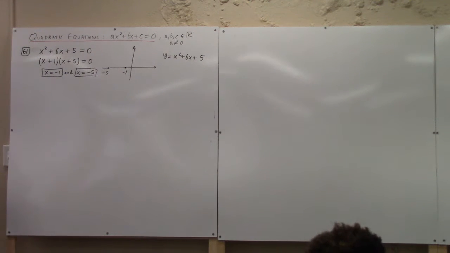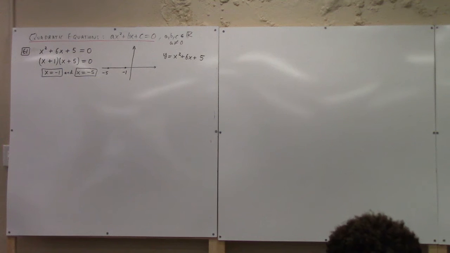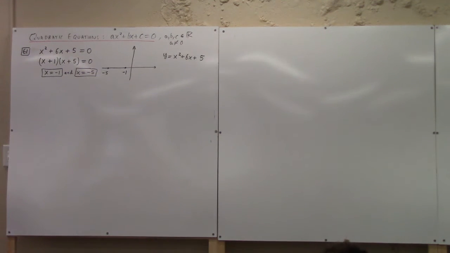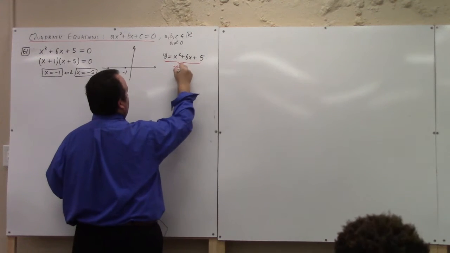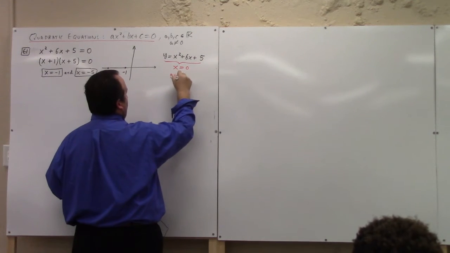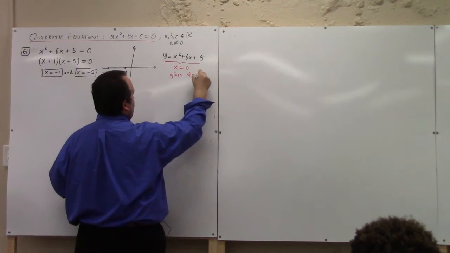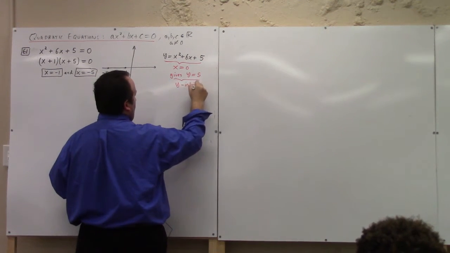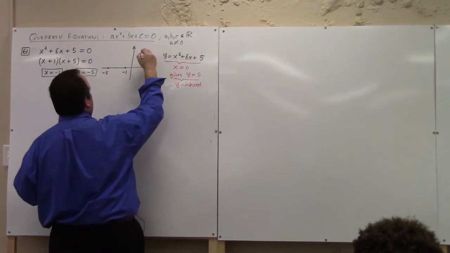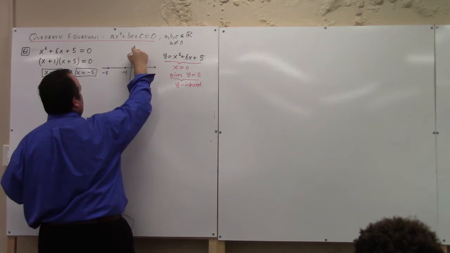What's the third point on the graph that we can get? It's pretty easy to get. So we get x-intercepts from putting y equal to 0. We get y-intercepts from putting x equal to 0. What happens when you put x equal to 0? Yeah, right. So if we put x equal to 0, it gives y equals 5. That's our y-intercept. There's just one y-intercept. There can't be two for a function.